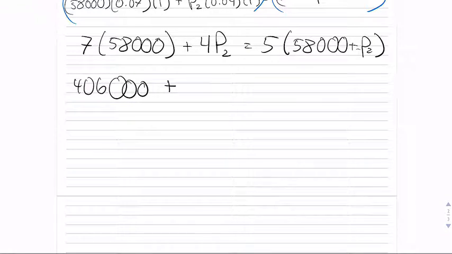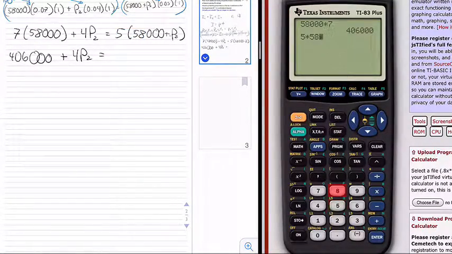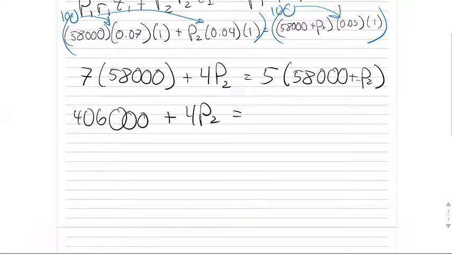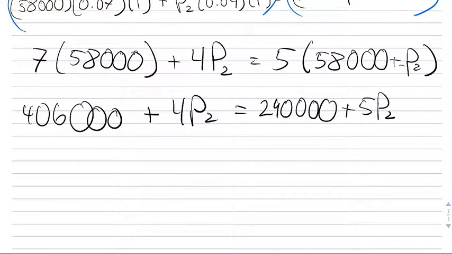So then plus 4P2, and then 5 times 58,000, 290,000, plus 5P2. All right. So now we simplified the left and we simplified the right. And again, on the line above, we distributed the 5. So then next we want to isolate our variable.